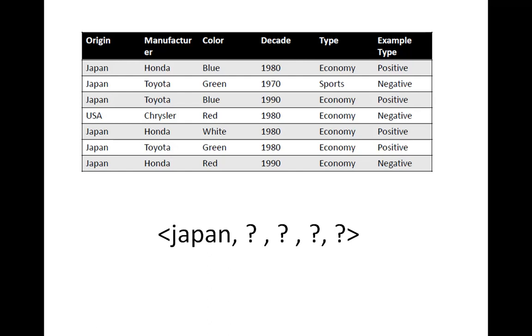If you see the negative examples for this hypothesis, sports is there. It accepts everything instead of economy, so this example is classified as negative. Here USA is there, so that's also negative. But when you come to the last example, Japan is there, then question mark, question mark, question mark. The three question marks accept all these values, and economy is there too. So this example will be classified as positive, but in the data it is given as negative.